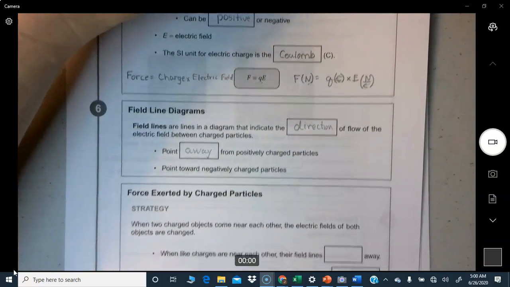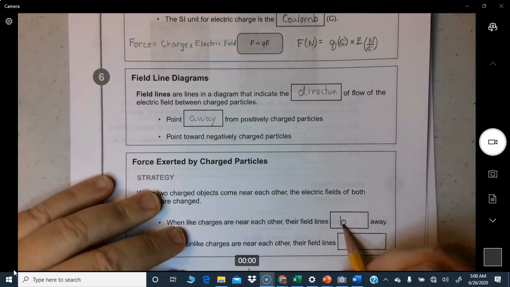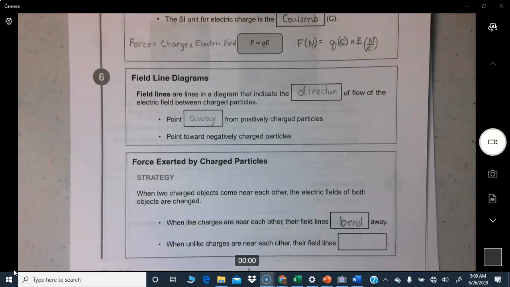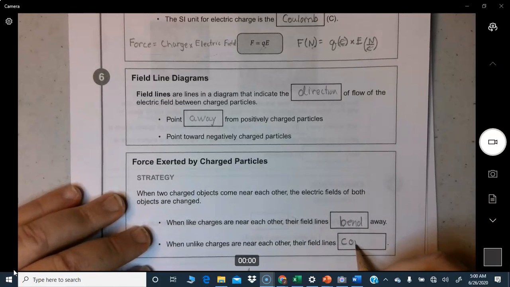All right, and down here, force exerted by charged particles. When two charged particles come near each other, the electric fields of both objects interact. When like charges are near each other, the field lines bend away. And when unlike charges are near each other, the field lines combine.